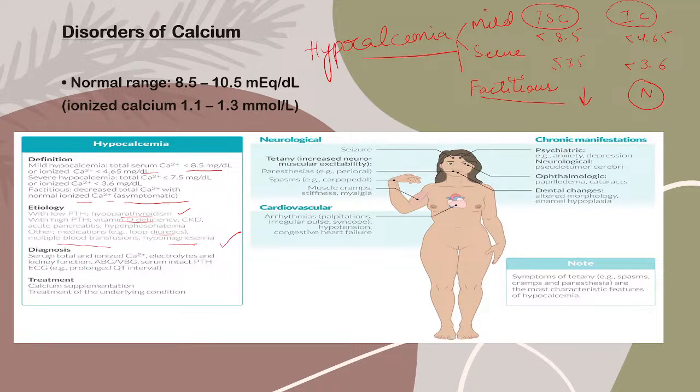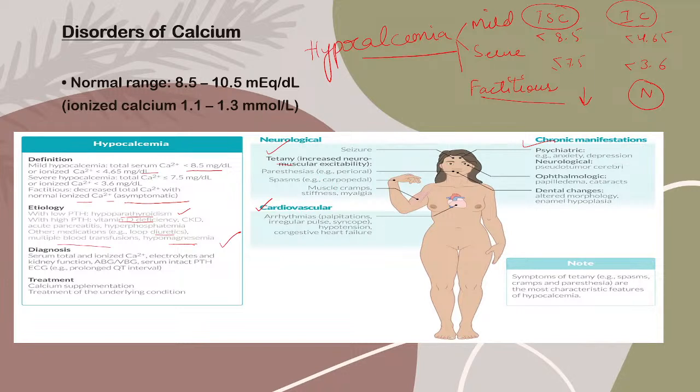Before discussing diagnosis and treatment, we will discuss the signs and symptoms. There would be neurological signs, cardiovascular signs, and chronic manifestations. If we talk about neurological, the patient would have tetany, which is due to increased neuromuscular excitability. Then the patient may have seizures sometimes, perioral paresthesia, spasms such as carpopedal spasm, muscle cramps and stiffness, and myalgia.